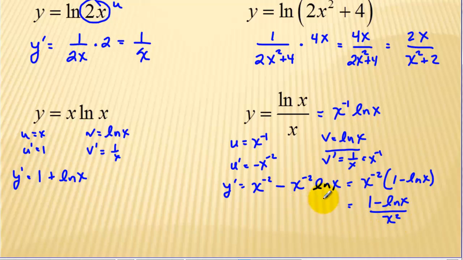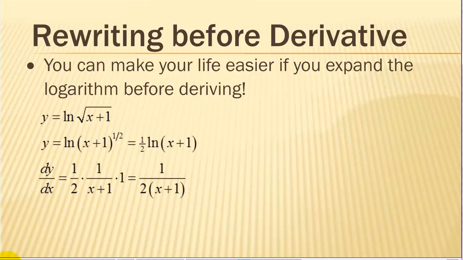So these were basic ones. They didn't require any sophisticated work. Let's look at or talk about more complicated examples. And the key here is we can use our log properties to simplify the logarithms before we take the derivative, and that will make the process easier.